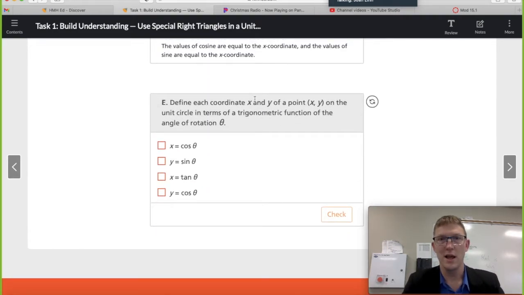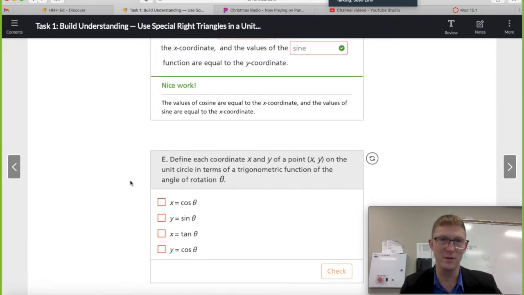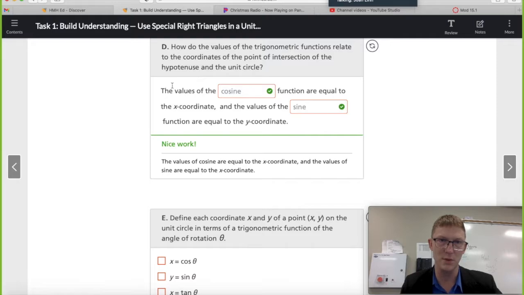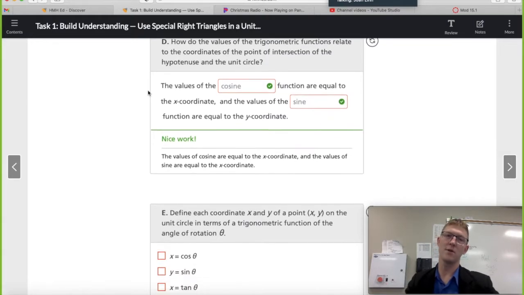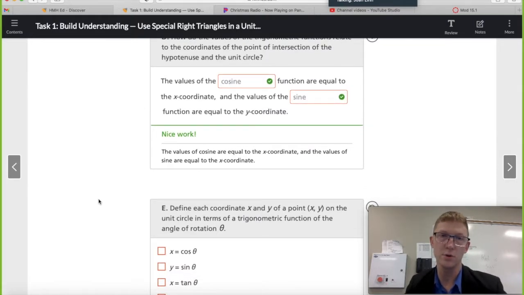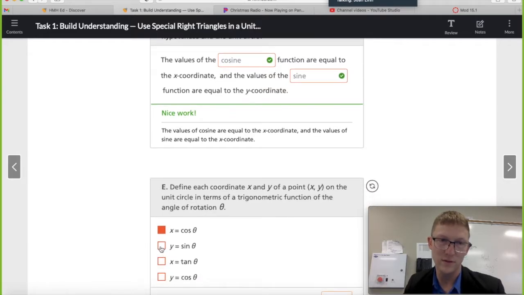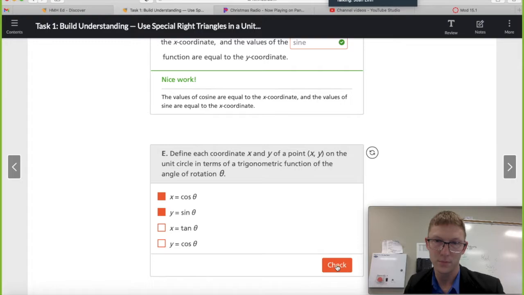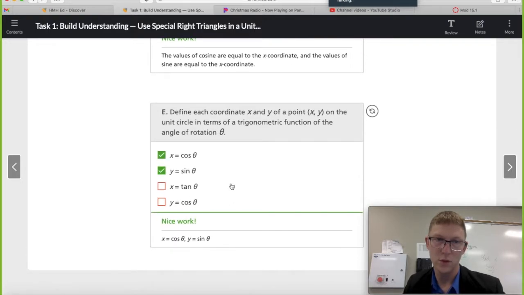Define each coordinate x and y of a point, x and y, on the unit circle in terms of a trigonometric function of the angle rotation theta. So it's basically rewording what we just talked about up here. So the values of x equals cosine of theta, y equals sine of theta. So we can use these later on a lot.